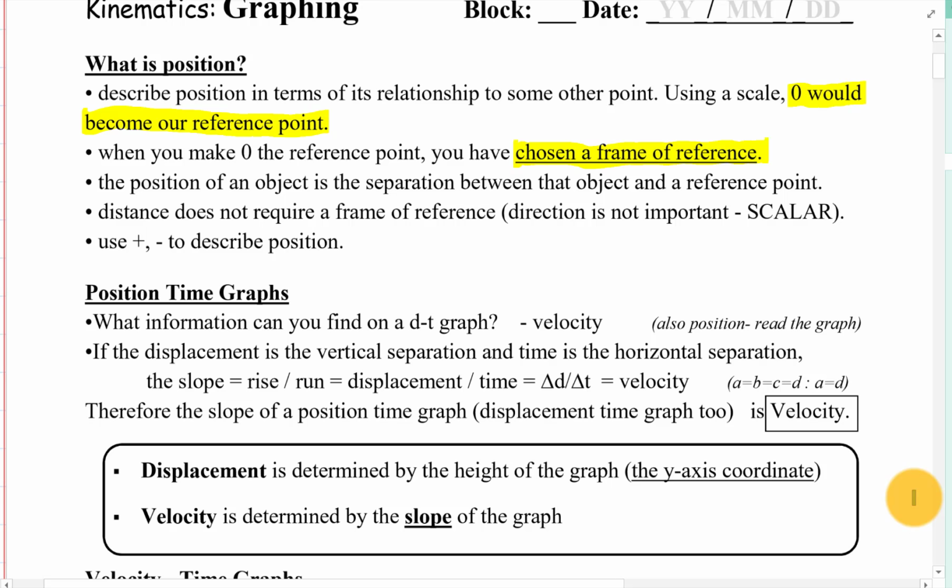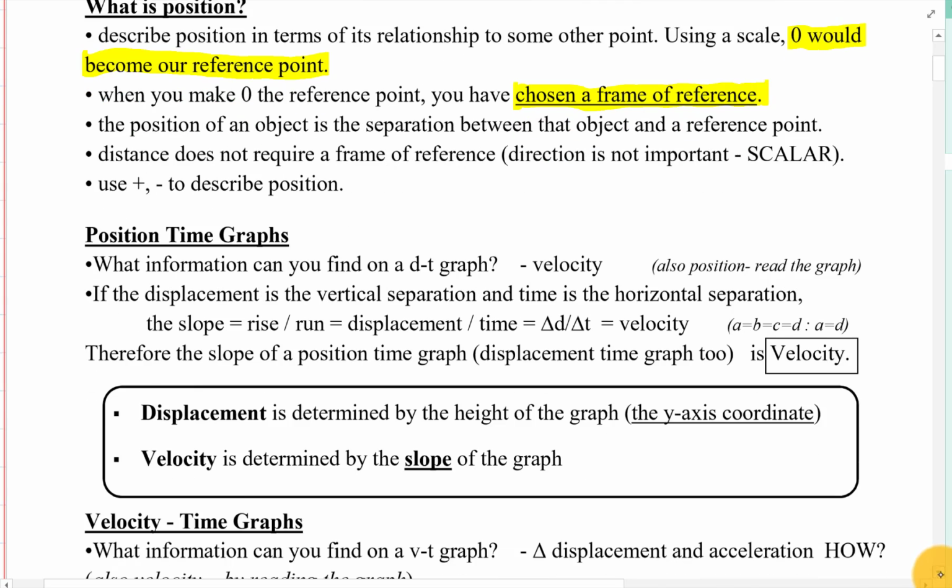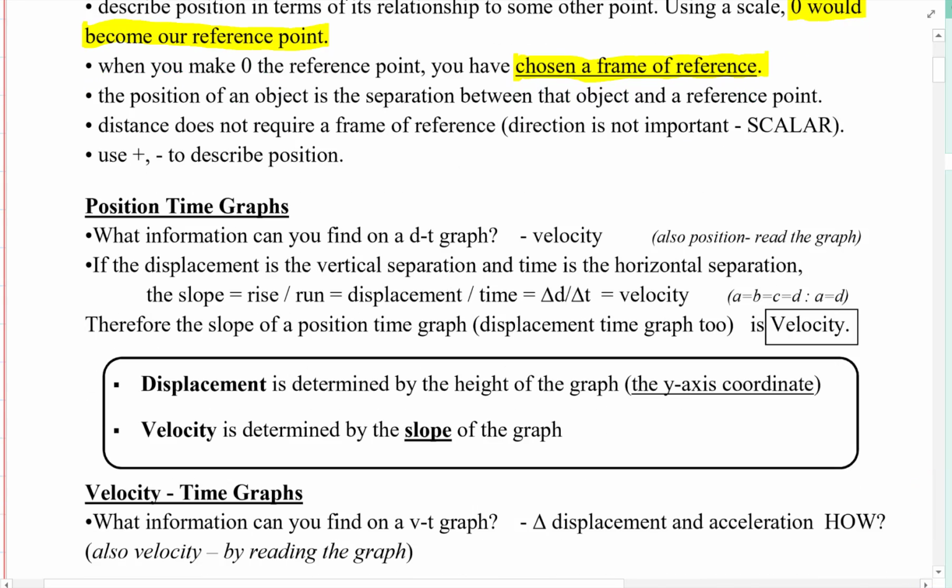The position of an object is the separation between that object and that reference point. Distance does not require a frame of reference. Distance is scalar, direction is not important. Direction is not important, it is scalar. Okay? So we use plus or minus to describe that position. How do we change our direction to plus or minus? How can we do that? Because I said we're in one dimension. We're in 1D.